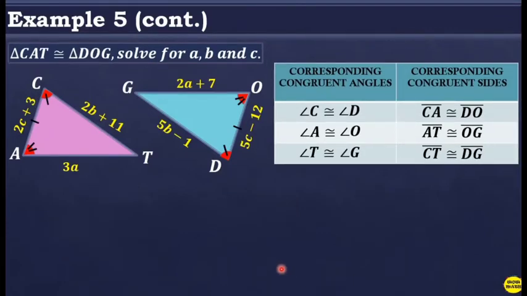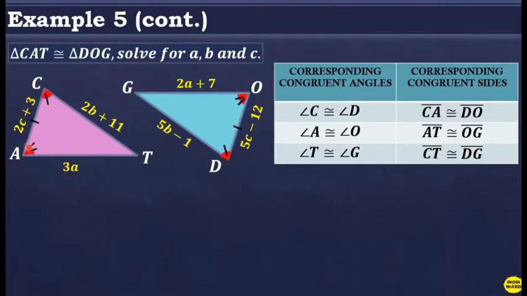So, let us solve for C. So, we have AC or CA. Okay, so CA, if you want to write AC, pwede rin naman po. Basta, kung AC ang nilagay mo, dapat OD. Okay, importante po kasi ang order. Okay, next. So, dito, we're done with A and B. So, let's proceed to C.